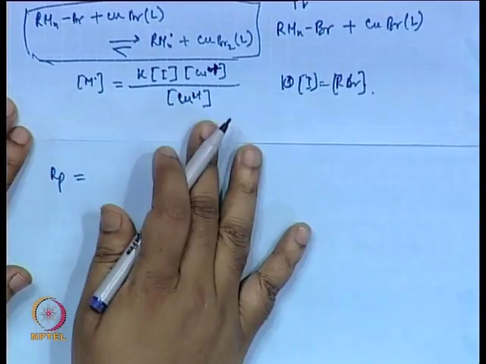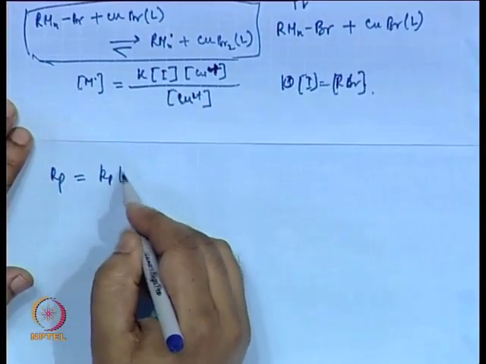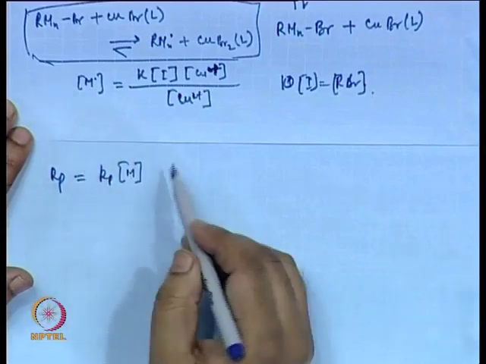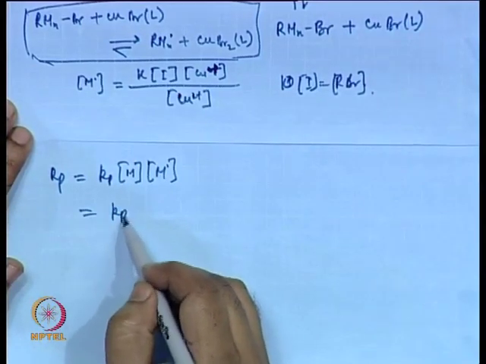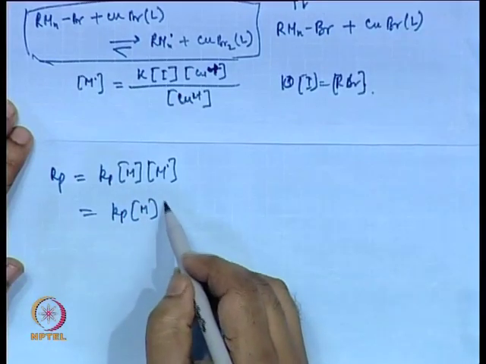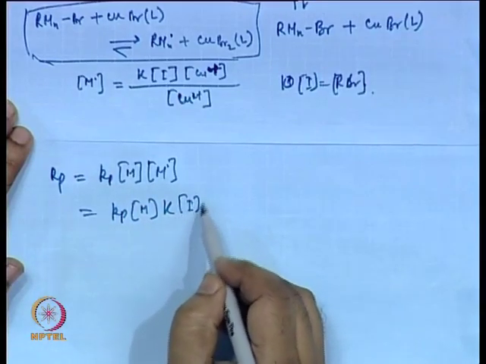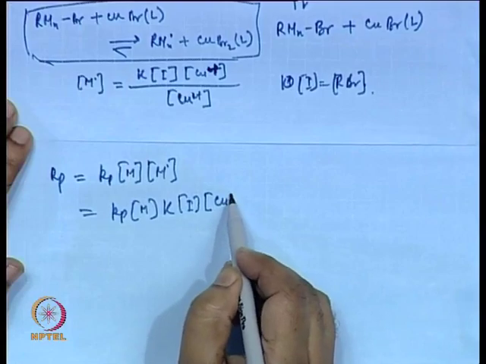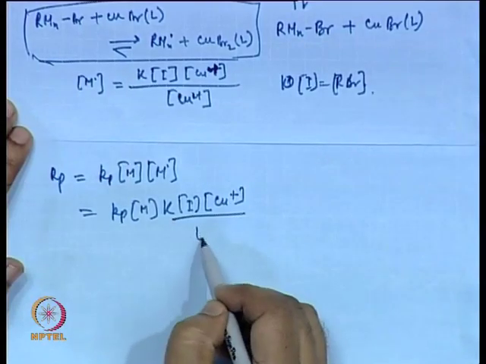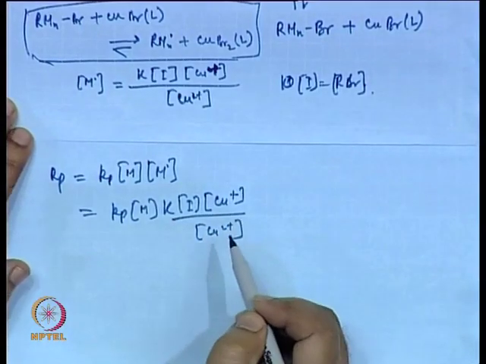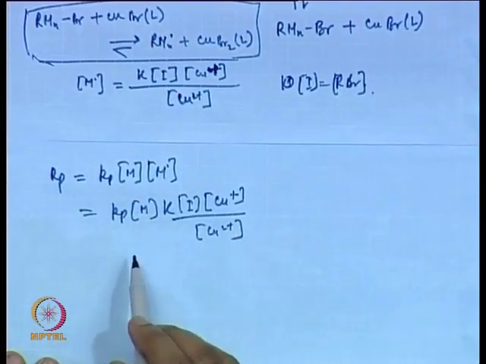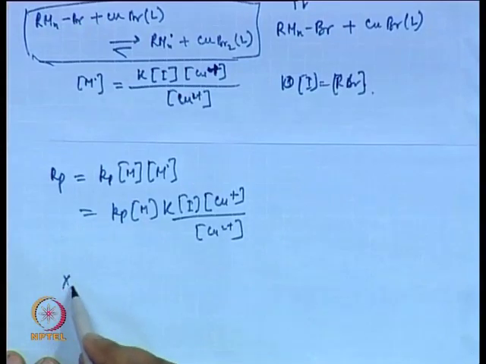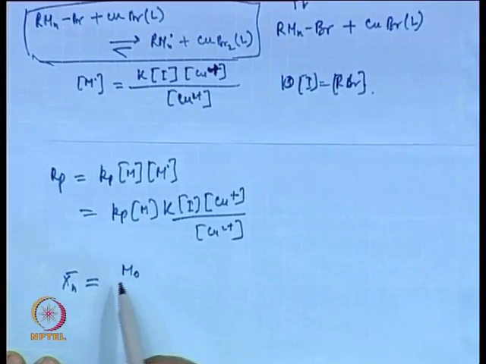Rate of polymerization will be given by Kp M and concentration of the radical, which is given by Kp M Ki Cu plus by Cu 2 plus. So, that is the rate equation, and the molecular weight would be given by the total number of monomers that have reacted.